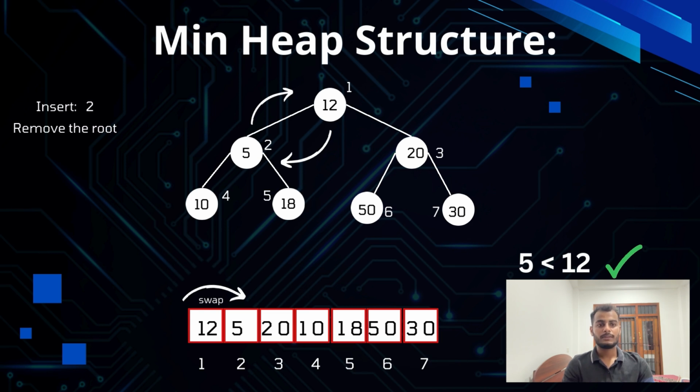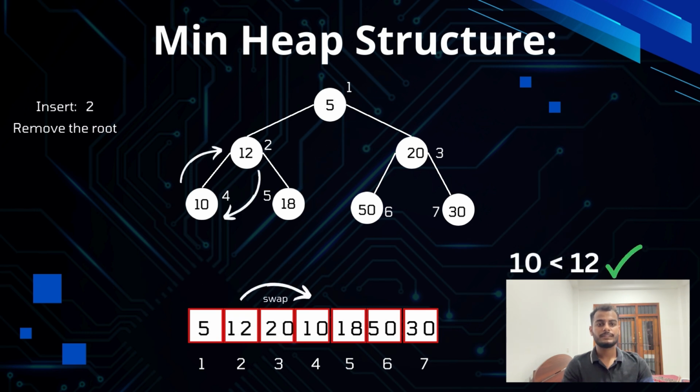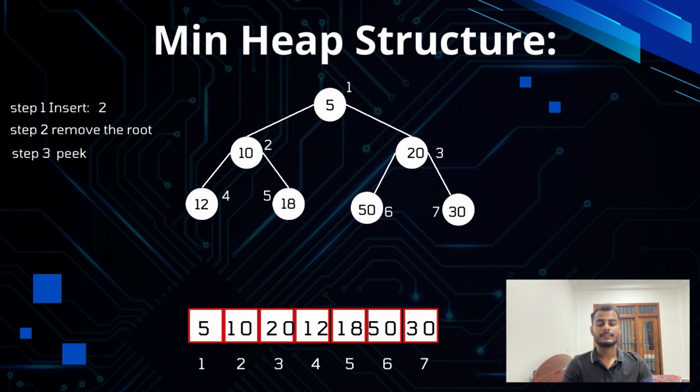We start by comparing 12 with its children 5 and 20. Since 5 is the smallest, we swap 12 and 5. Next we compare 12 with its new children 10 and 18. Since 10 is the smallest child, we swap 12 and 10. The valid min heap is restored with 5 as the root.